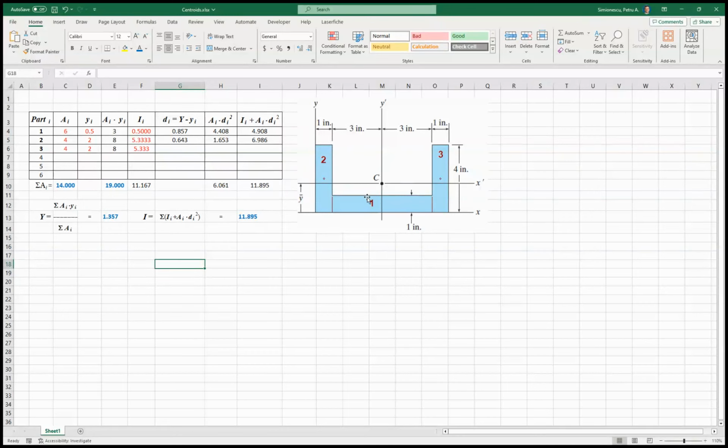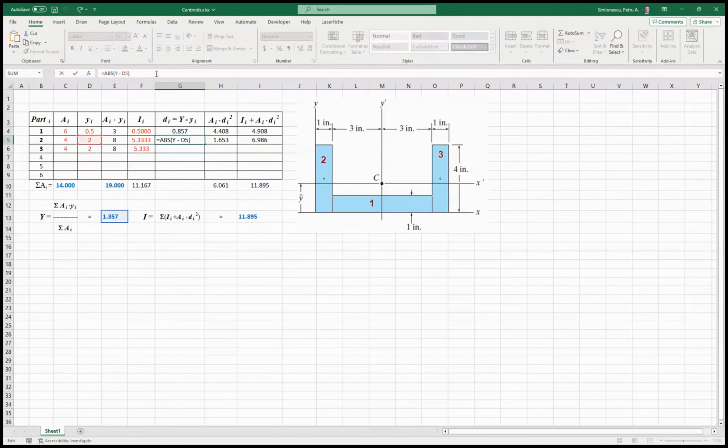So the first distance is going to be 1.357. It is y bar minus half of the width, minus 1/2 inch. So let's see the actual value, if we're to calculate it, so we say equals 1.357 minus 0.5, and that was calculated, as you can see, automatically.